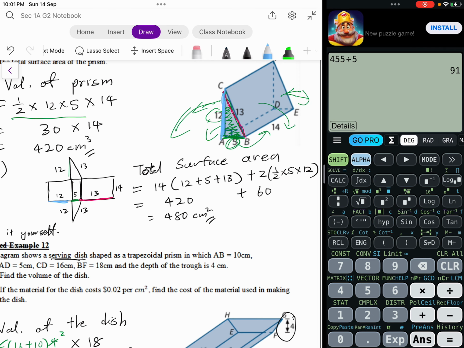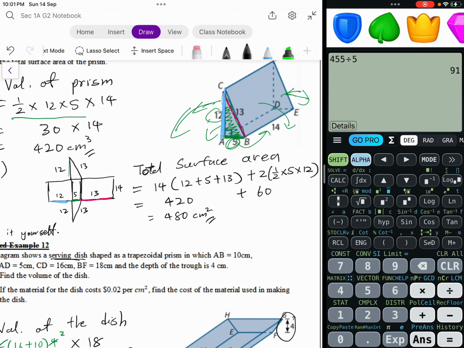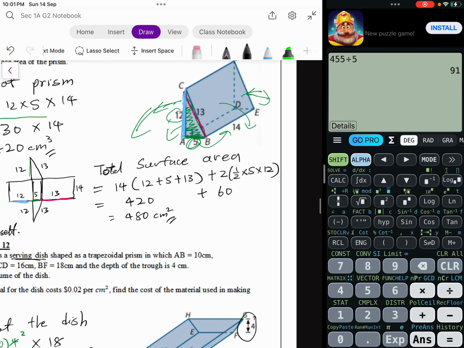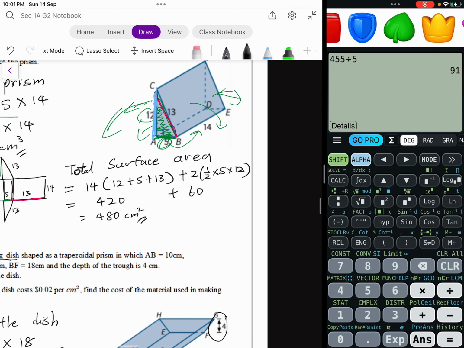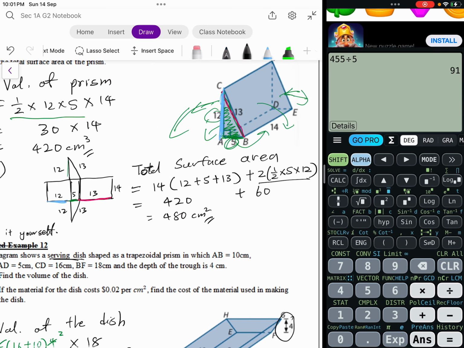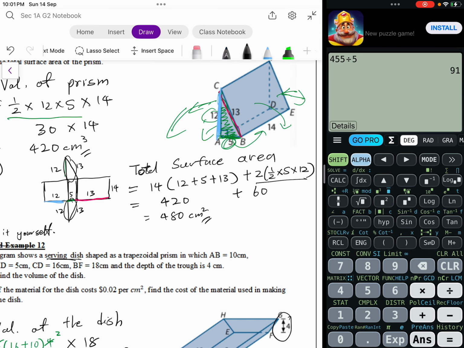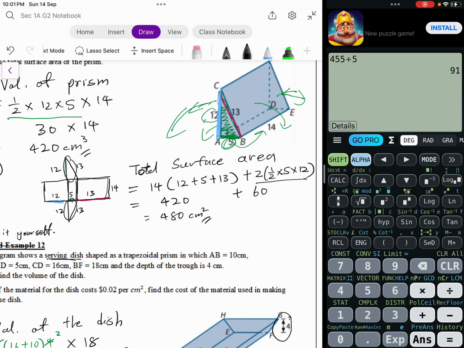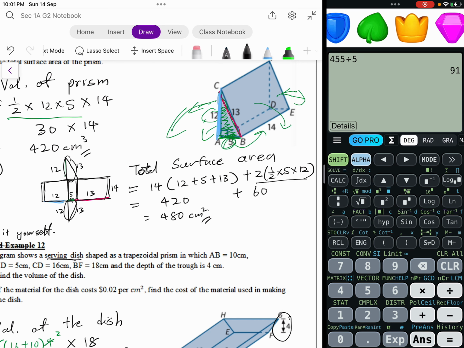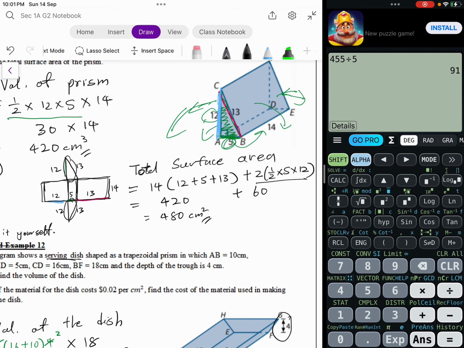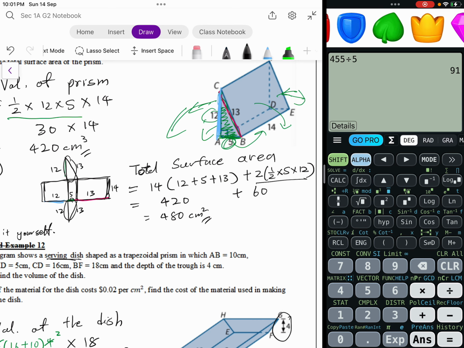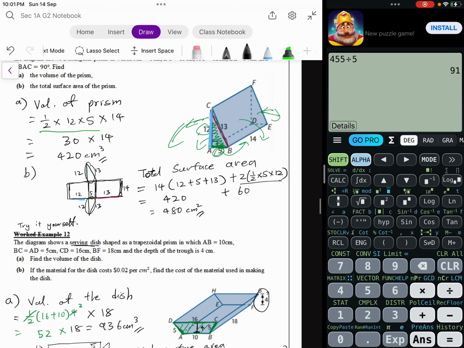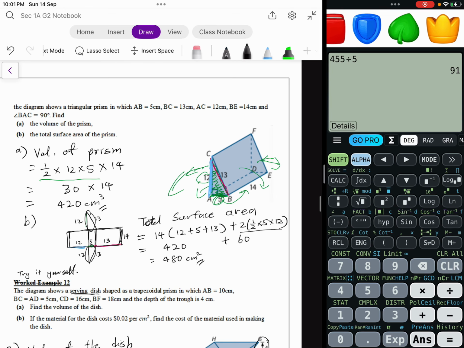Okay, so we already have the area of triangle. It's half times 5 times 12. So I just need to times 2 because there are 2 triangles here. Then to find the area of this huge long rectangle, I add 12 plus 5 plus 13 times 14. I get 420 plus 60, 480. Okay, so this is your surface area.